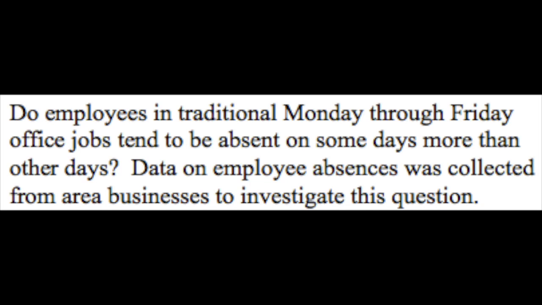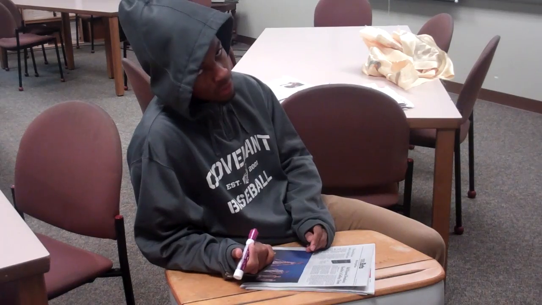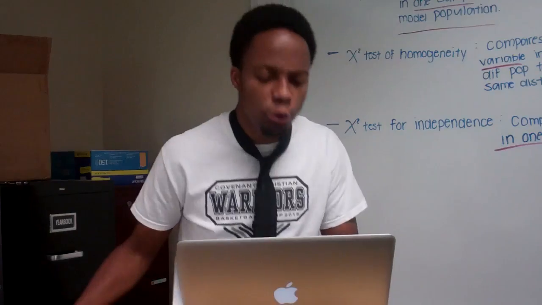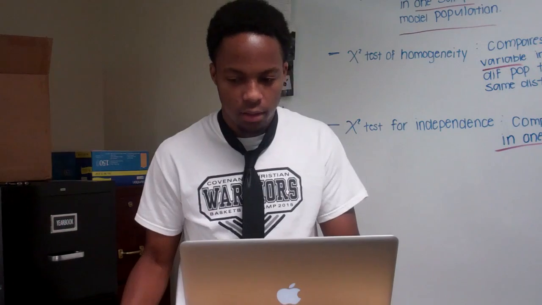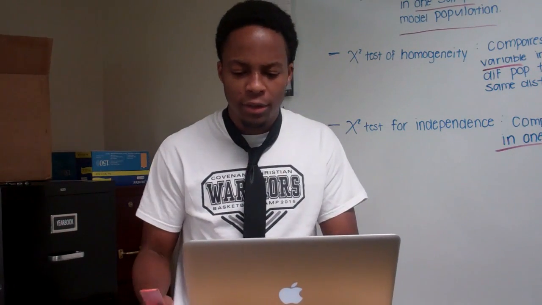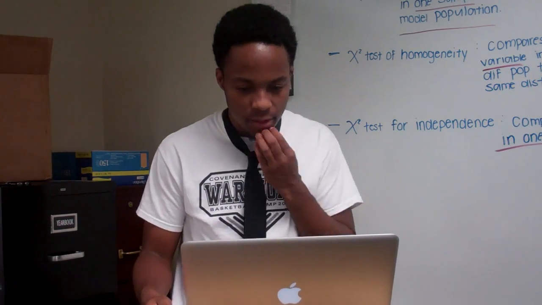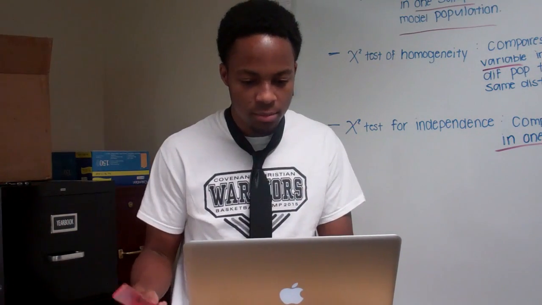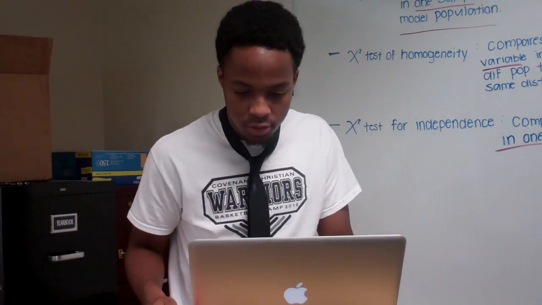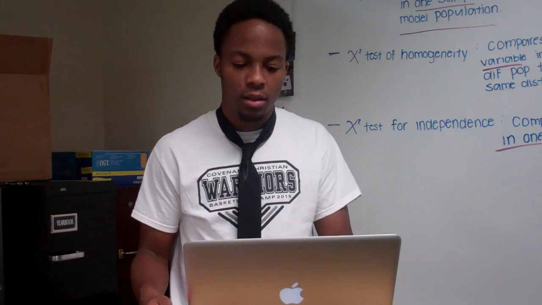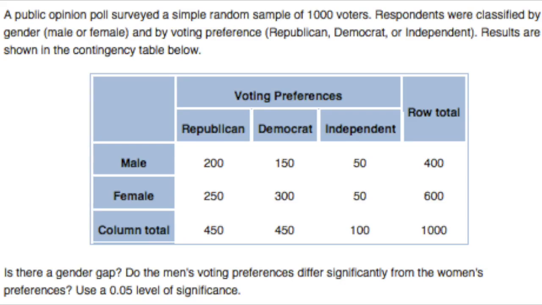Let's move on. And our last example. Do employees in traditional Monday through Friday office jobs tend to be absent on some days more than other days? Data on employee absences was collected from area businesses to investigate this question. What is the test? It's a chi-squared golf test. Oh, you idiot! Oh, wait. You're right. We're comparing the distribution of one variable, whether employees tend to be absent on some days more than others, in one sample, the employees in particular businesses, to a known population distribution of employees who are absent. Good job, Keith.